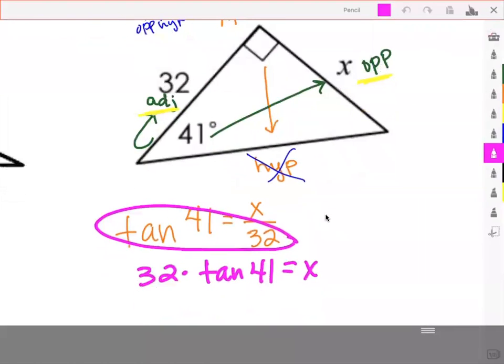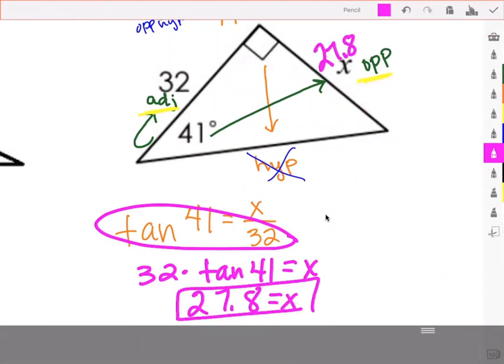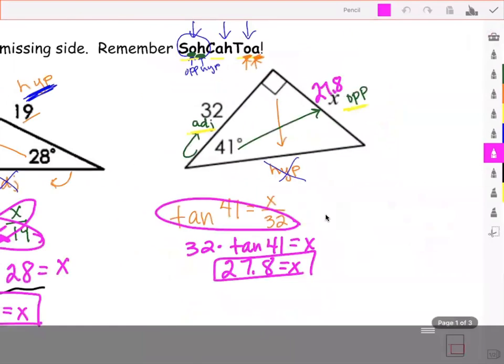So 27.8 is my X. That means this side over here is a length of 27.8. All right, let's do another one.